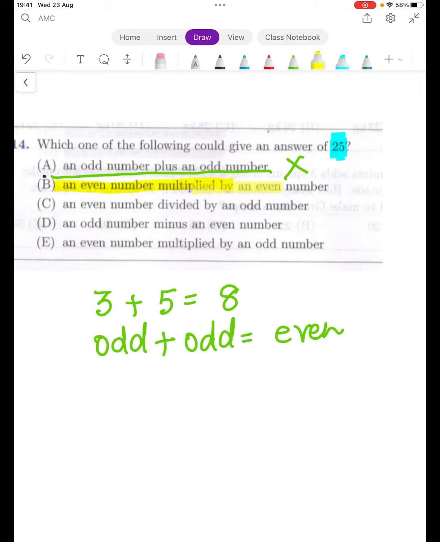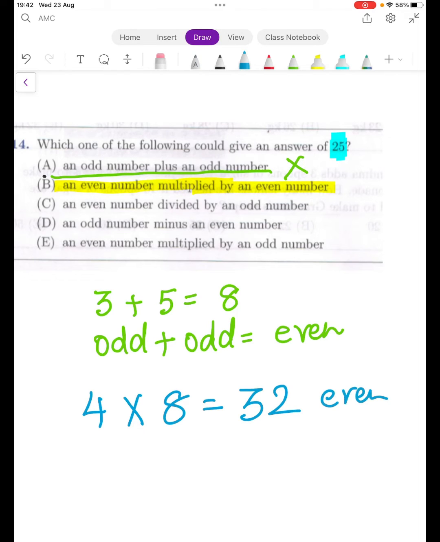An even number multiplied by an even number. Now, because it's an even number, all the multiples of an even number are also even. So you can try an even number. Let's take 4, multiply it by another even number. You can try anything, and the answer will always be even. So it cannot yield an odd number. So this does not work.